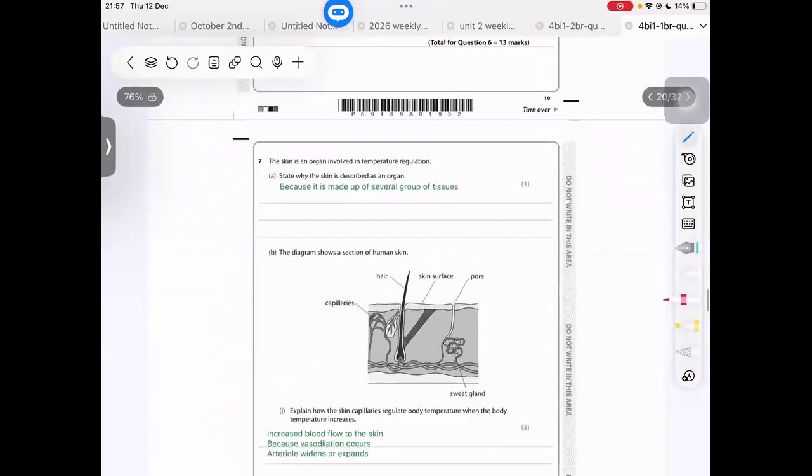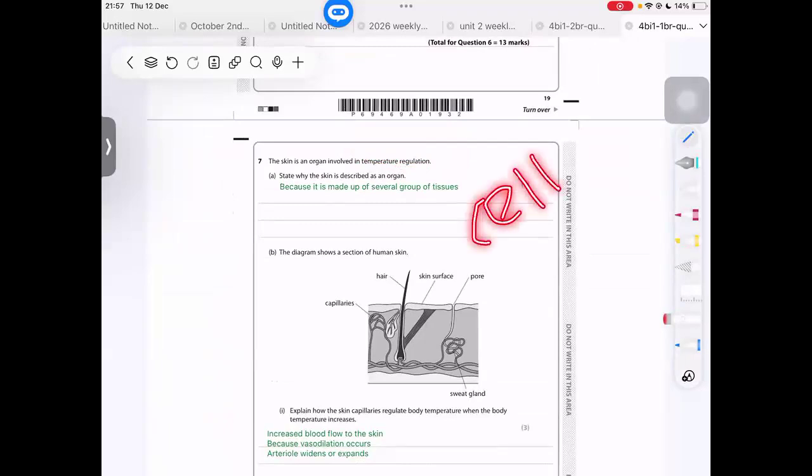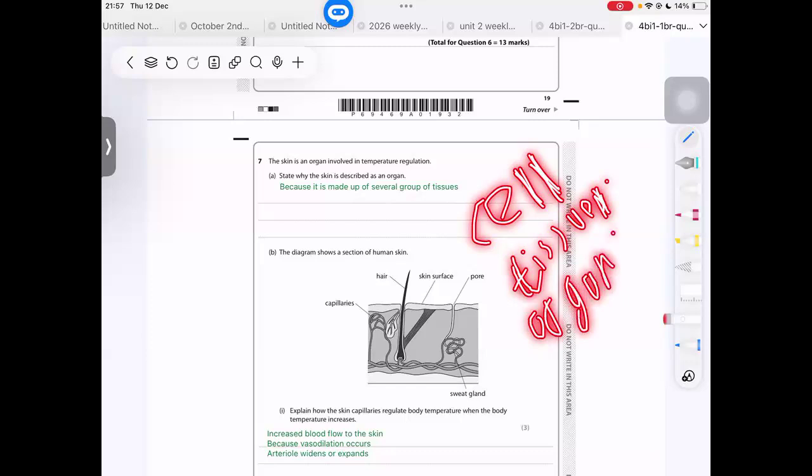Then they have mentioned the skin is an organ involved in temperature regulation. They have asked why skin is described as an organ. So you know our basic component of a living organism is the cell. Then we have the tissues, because different cells combine and make the tissues. And then tissues combine and make the organs. And all these organs combine and make the organ systems. Finally, different organ systems combine: circulatory, nervous, excretory, respiratory, all of these combine and make the full organism.